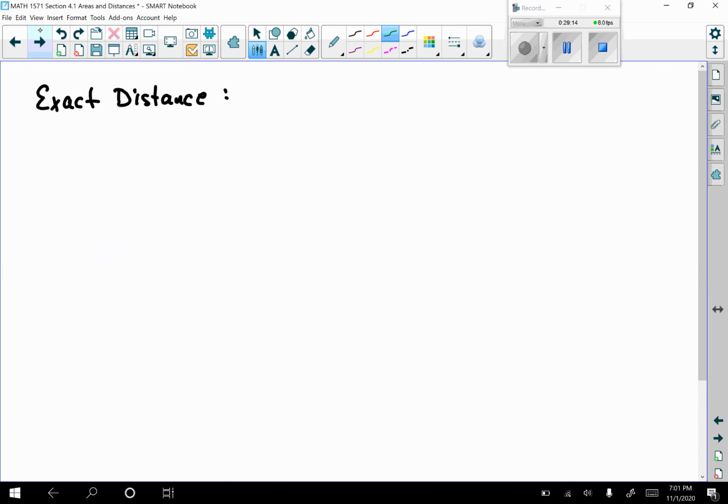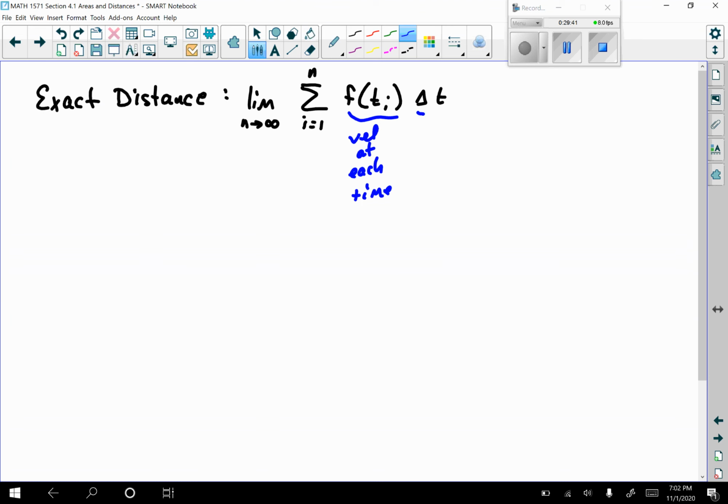Now we could find the exact distance again. In this case, this would be written out as the limit, as n increases without bound, of the summation as i goes from 1 to n of f of, instead of x, we're just going to use t because we're using times, and then delta t. That's the change in times. So this would be the velocities at each time interval, and then this right here is the change in time. That was like our 10 seconds.